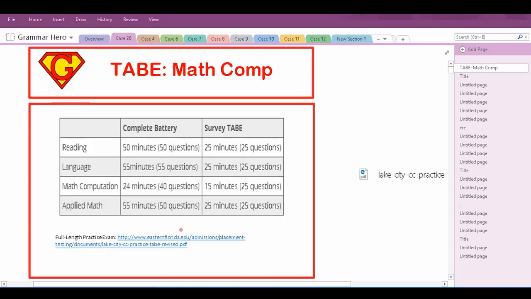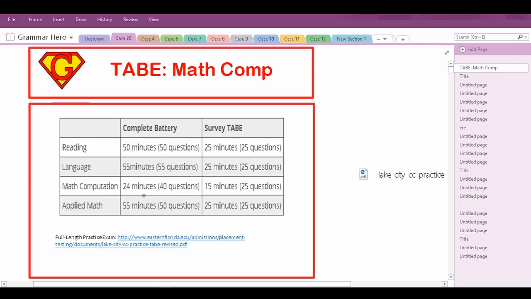In this video, I'm going to be discussing the TABE, that is the Test of Adult Basic Education. In particular, I'll be working out problems on the math computation section of that exam. In case you don't know it already, the TABE is an exam many people take to gain admission to technical programs as well as law enforcement academies. And it's a test that's broken down into 4 sections, namely reading, language, math computation, and applied math.